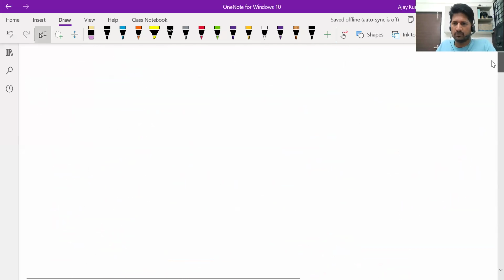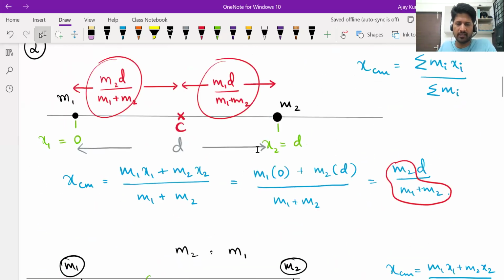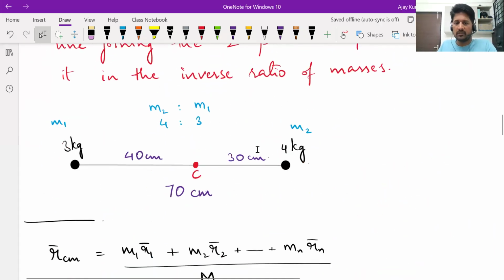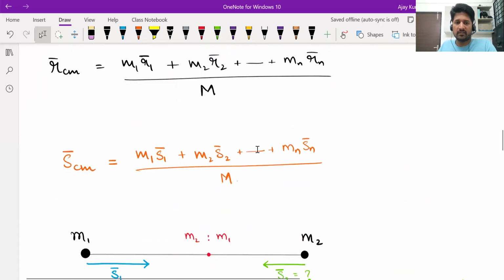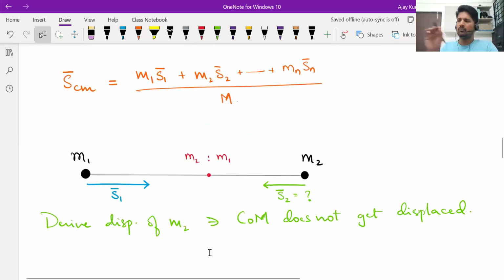Let's quickly go through what we had discussed. First, one basic problem based on velocity of center of mass. Then the rest of the discussion was based on center of mass of a two-particle system. The first thing we found out was that the center of mass of a two-particle system always divides the line joining the two particles in the inverse ratio of their masses. From the side of m1, the ratio is m2:m1. From the m2 side, it is m1:m2. So for a two-particle system, you can easily tell where the center of mass is.